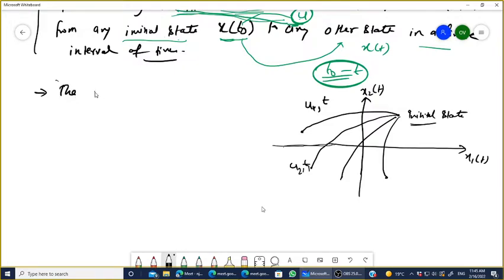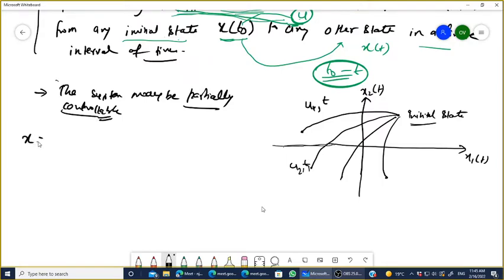The system, next line: the system may be partially controllable. What do you understand by partially controllable? What do you mean? Let's say we have x equals x1, x2, x3, up to xn. There are n number of states existing in this x, right?